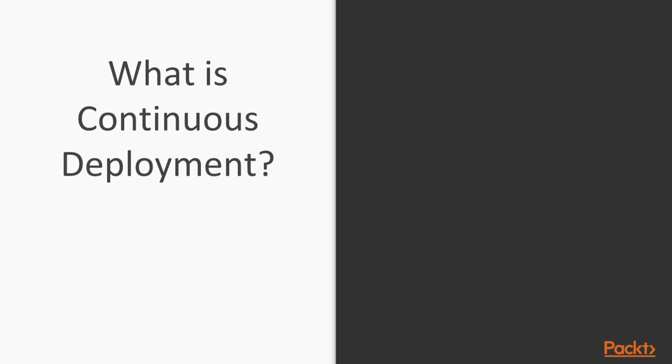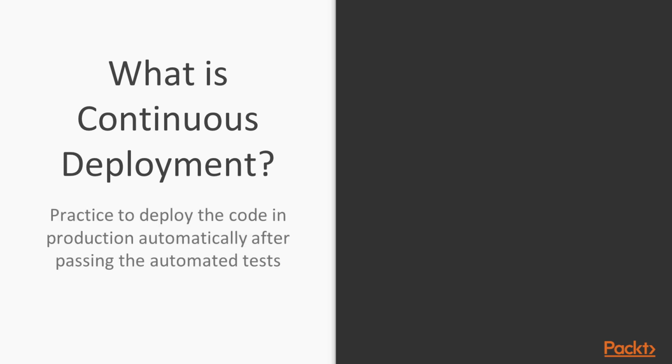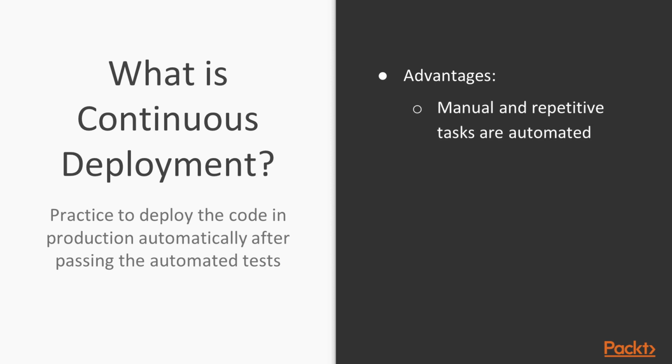What is continuous deployment? It is a practice to deploy the code in production automatically after passing automated tests. Although the idea is very simple, it has a lot of advantages over manual deployment process. I would like to highlight some of them. First, manual and repetitive tasks are automated. Teams can focus on other activities and don't depend on specific people. Also, deployments become more frequent. Whenever a new feature is tested and considered ready, it is deployed automatically.